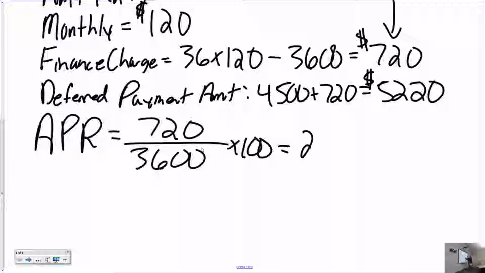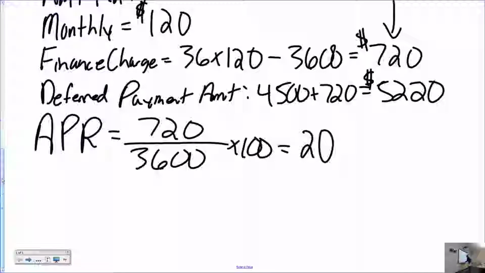I got 20. Exactly 20. So now, how do we use that number? Does this mean that I paid 20%? No. What does it mean? What do I do to use this number?